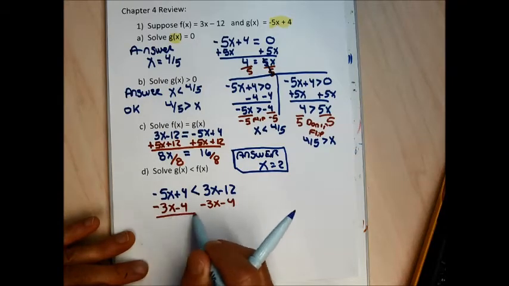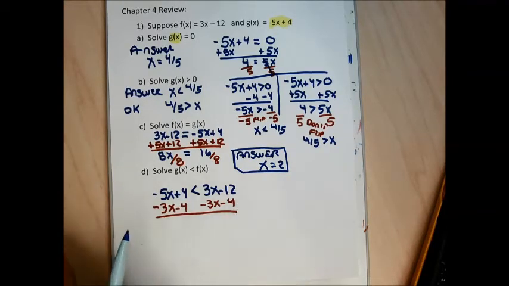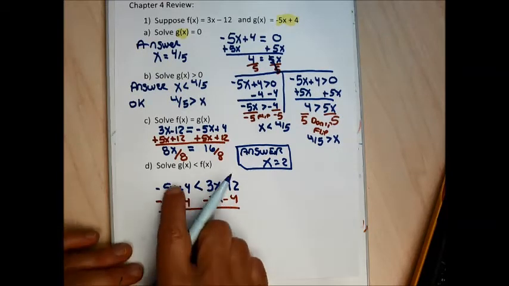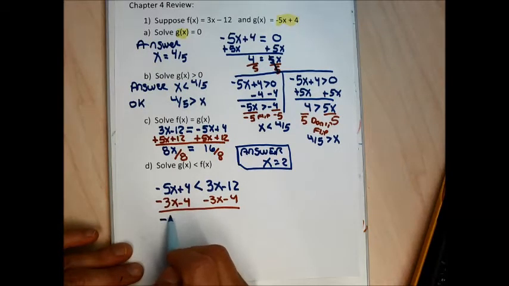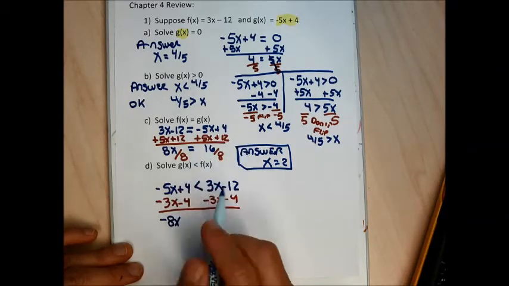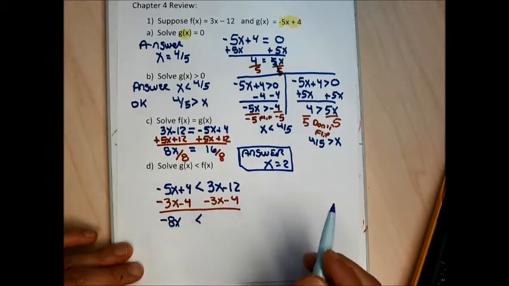So if I minus 3x and minus 4 from both sides, I'm going to have the x on the left side with a negative in front of it. Minus 5x minus 3x would give me a minus 8x on the left side. 4's cancel. Adding and subtracting, you don't flip a sign, so I'll leave it less than.